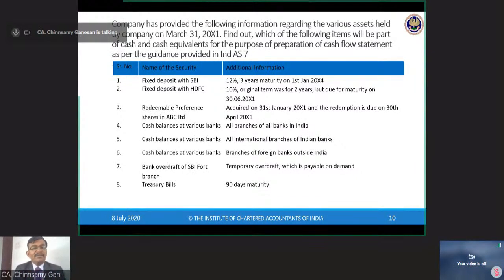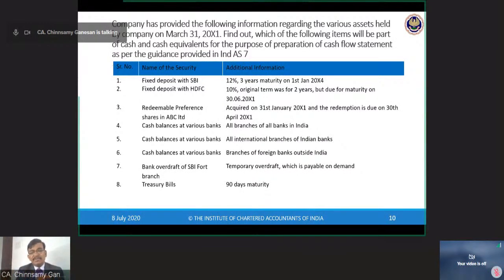Fixed deposit with State Bank of India. Fixed deposit is normally considered as part of cash and cash equivalent. But what is the condition which is coming in? If the original maturity period at the time of acquisition is 3 months or less. So we need the additional information of what is the maturity period. The rate of interest, does it make any sense to us? Nothing. Because the percentage of interest is not going to tell me whether it is cash or cash equivalent. What it simply says is when you are going to collect it.